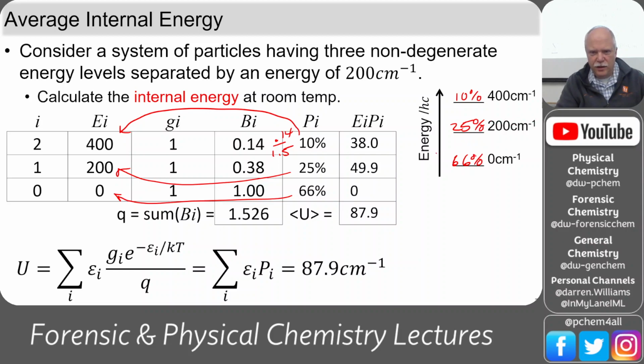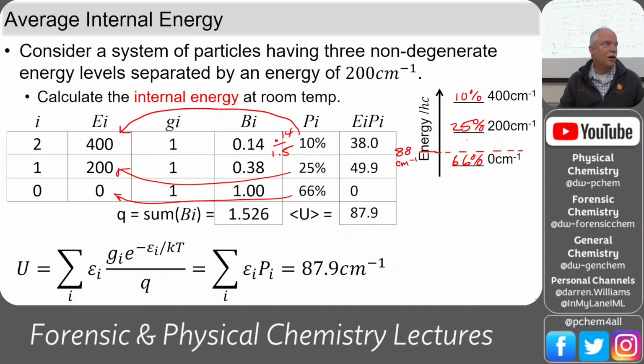So that's kind of interesting. Right here is our average energy. And I always think it's kind of interesting. This is definitely a situation where you have quantum effects, right? We only have 3 levels. And the average energy is 88 wave numbers.